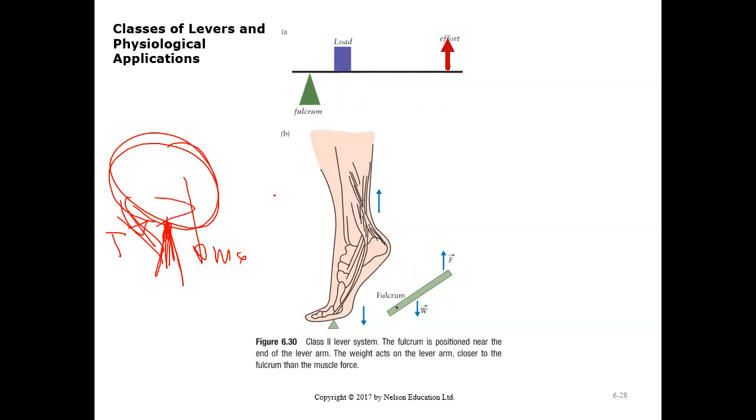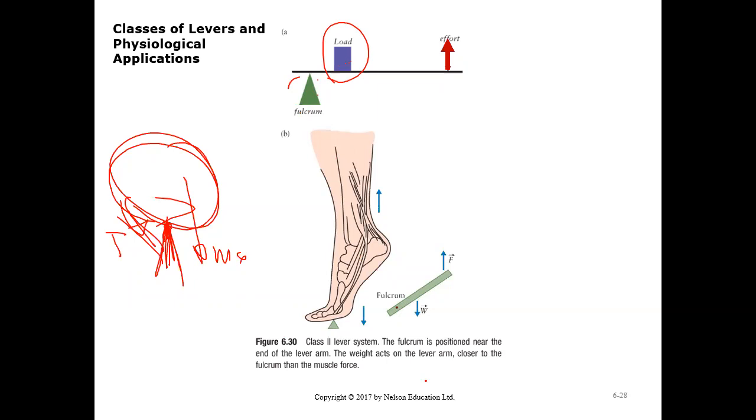Class 2 is when the load is in the middle. Okay, class 2 is like this: you can have the support here, and the load is in the middle, and the effort and the fulcrum are on either side. It doesn't matter which side, left or right. It is immaterial. You only have to look at what is in the middle of the three: fulcrum, load, effort.